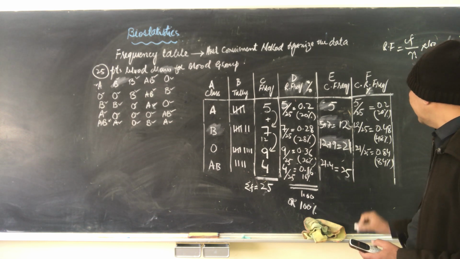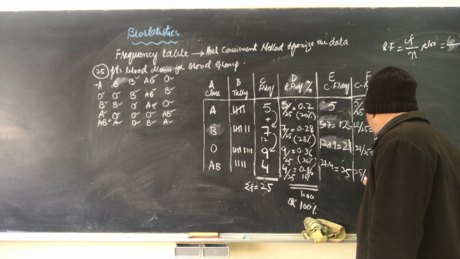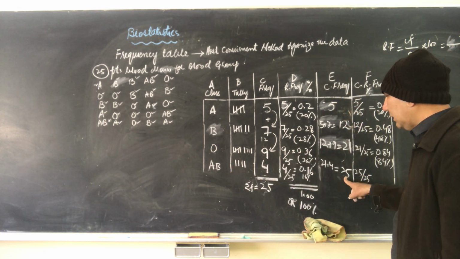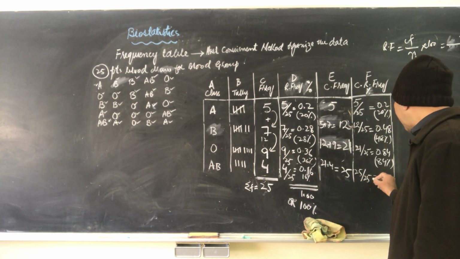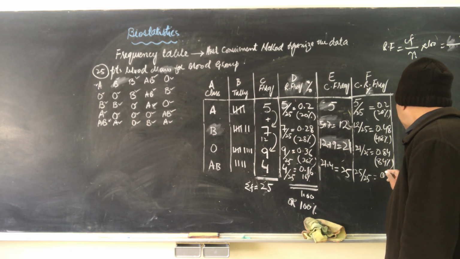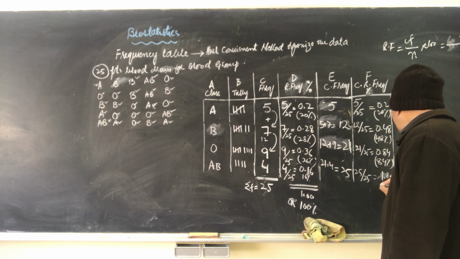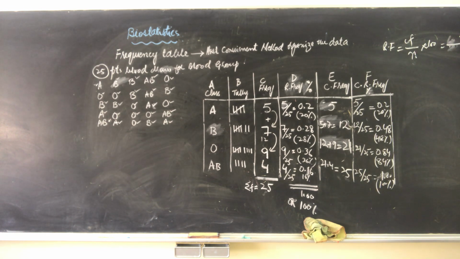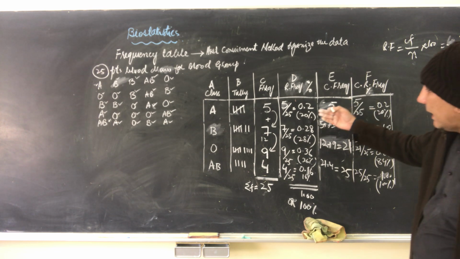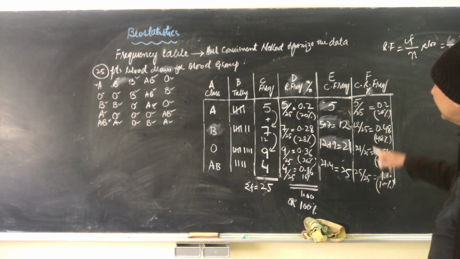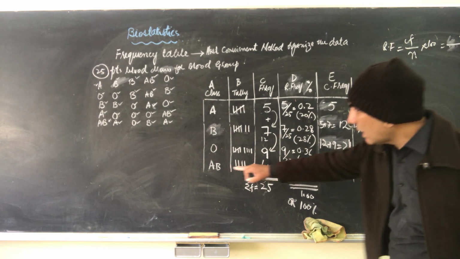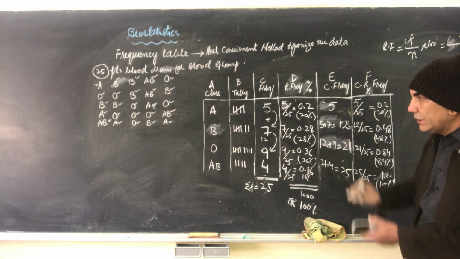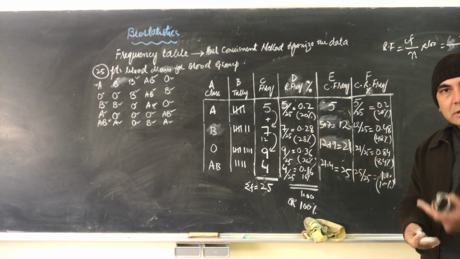Now the last one is 25, the cumulative frequency for the AB group. The cumulative frequency 25 divided by 25 is 1, meaning 100%. We should keep in mind that the cumulative relative frequency for the last group should be 100%, because we add up the cumulative frequency.